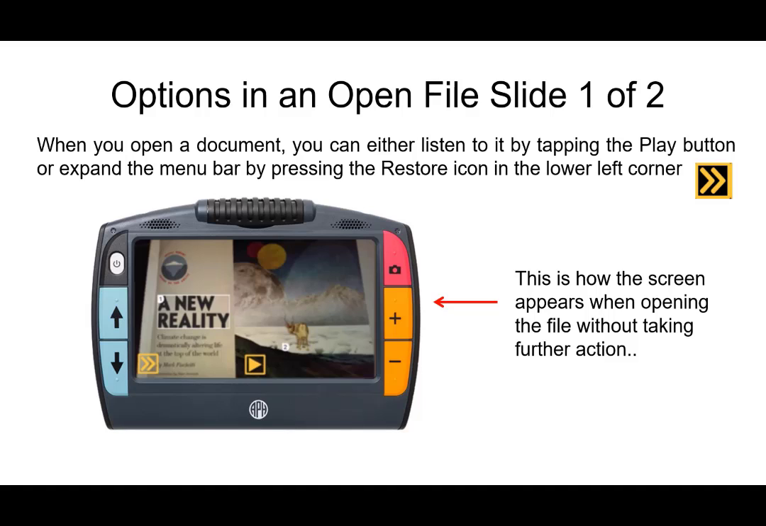So once you've opened the document using the steps that we just talked about, you can either listen to it and the OCR by tapping on the play button that's in the bottom center of the screen, or you can expand the menu bar by pressing the Restore icon on the lower left-hand corner of the screen. And here is a visual of what that screen is going to look like once you've opened that file without taking any other further action.